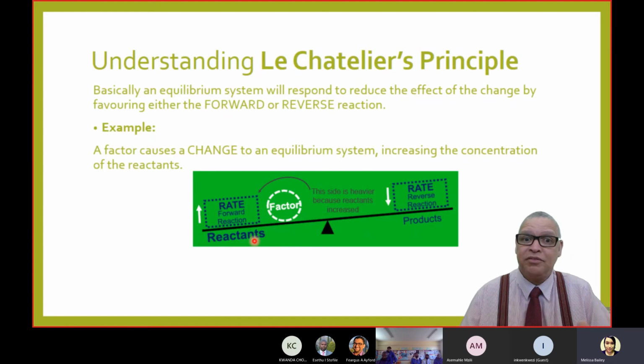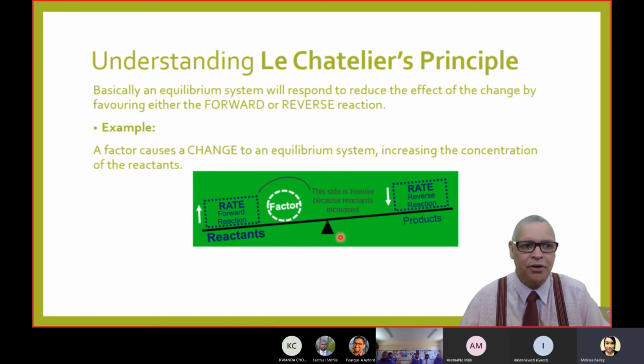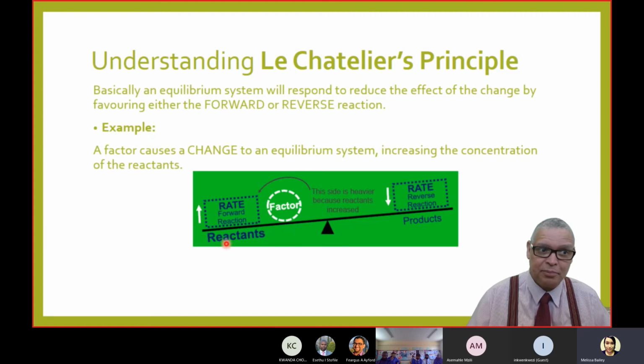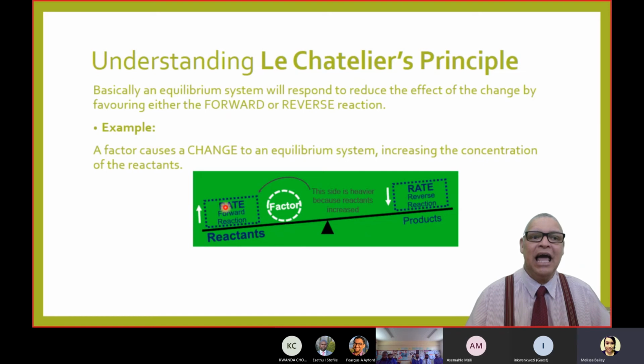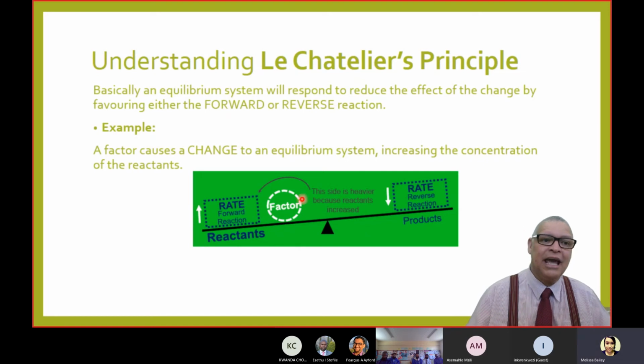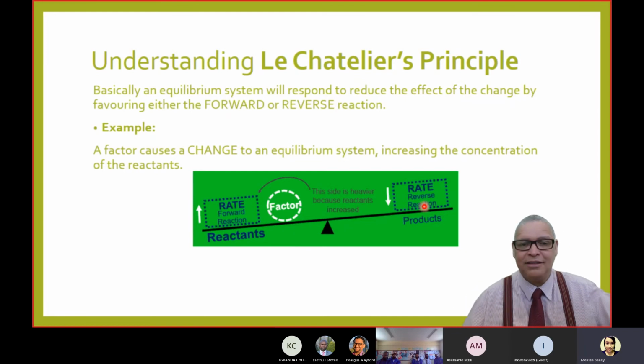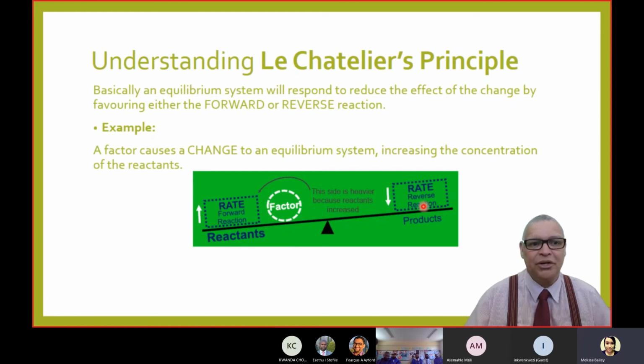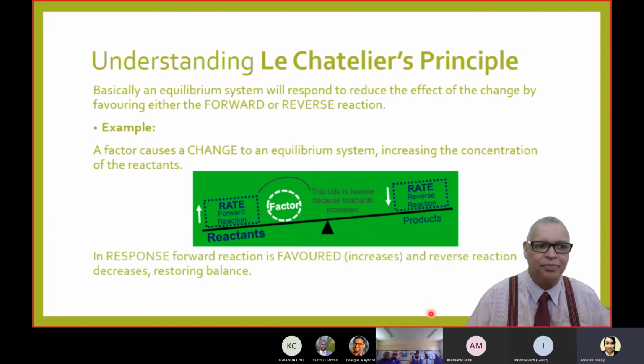And so in terms of our chemical equation, and certainly our chemical equilibrium, notice this represents the reactants. The rate of the forward reaction is increased. And notice this side is heavier because the reactants increase. Well, the other side needs to be balanced. So in other words, the rate of the reverse reaction is decreased. That side represents the products.